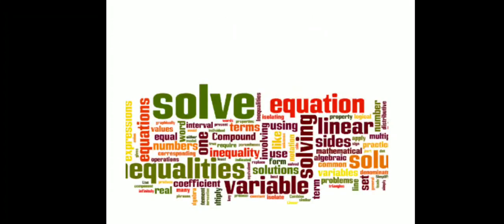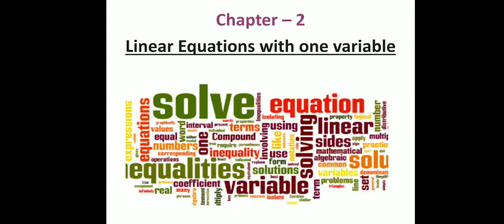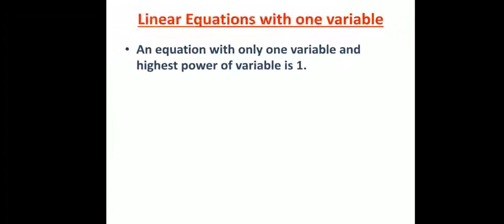Today, we will be continuing with the topic which we started last week, that is linear equations with one variable. As we all know, linear equations are equations with one variable and the highest power of the variable is 1. A few examples are listed below. Now we will start with the brain exercise.